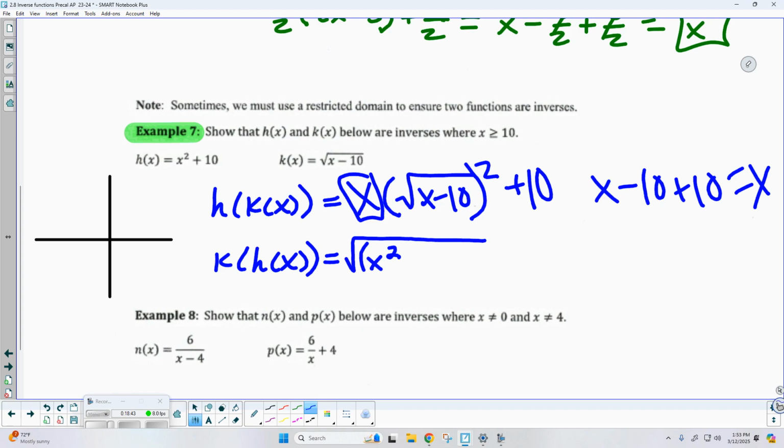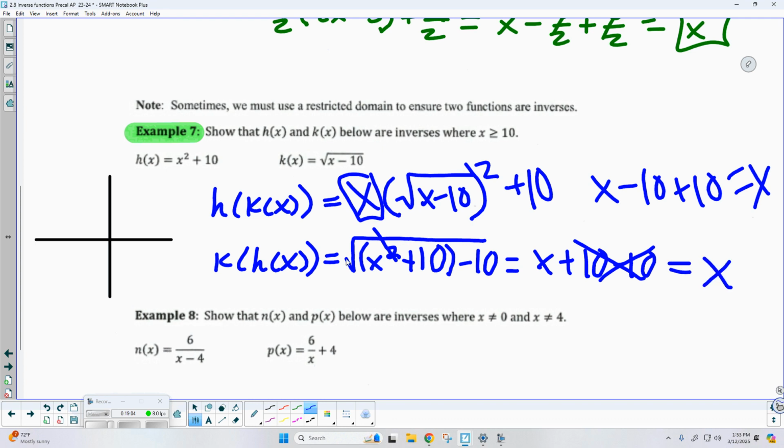Okay. So now we're plugging the radical into the quadratic. So the square root of x squared plus 10 minus 10. Okay. All right. We got our x. Okay, there you go. So yes, they are inverses of each other.